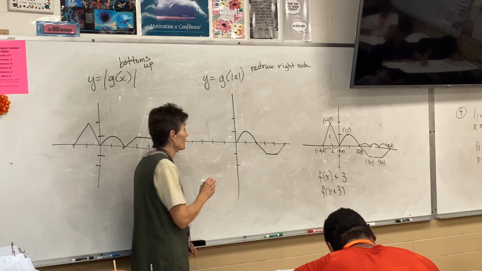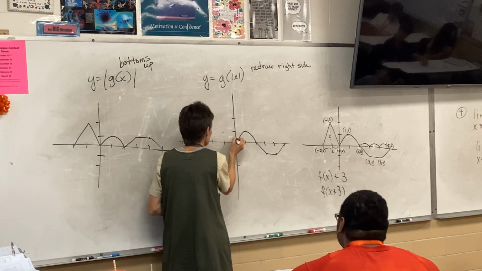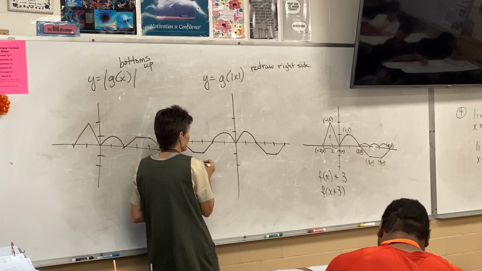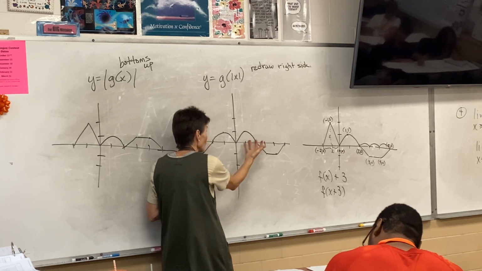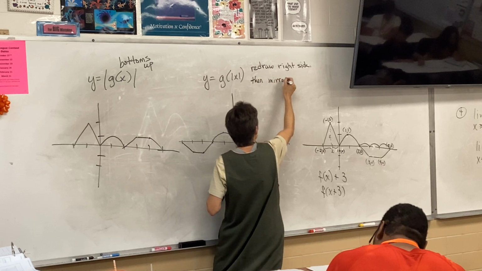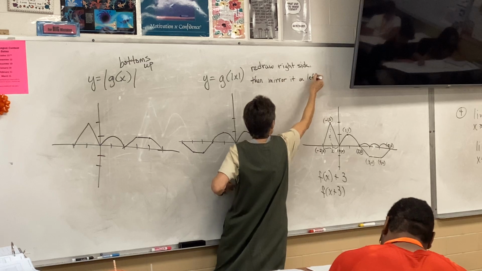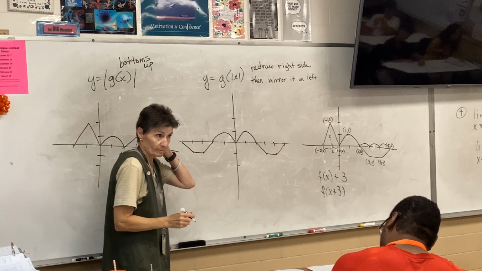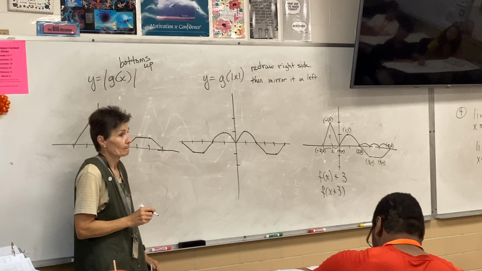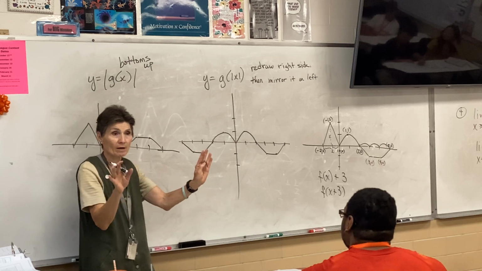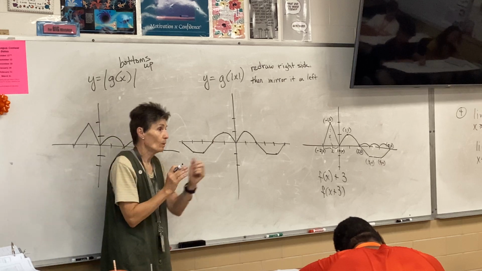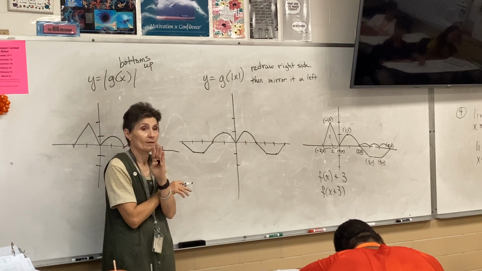Then mirror that onto the left. So take whatever you had on the right and mirror it on the left. That's how we graph the absolute value of x. Draw the right side, whatever you got on the right side, draw it. And then, whatever you drew, mirror it over on the other side.